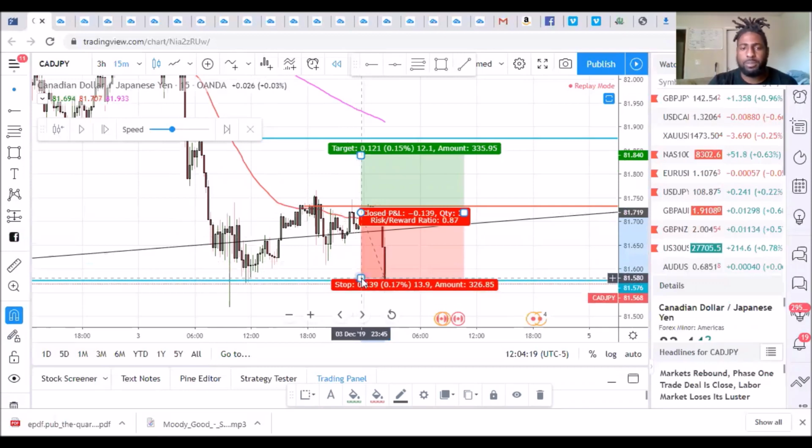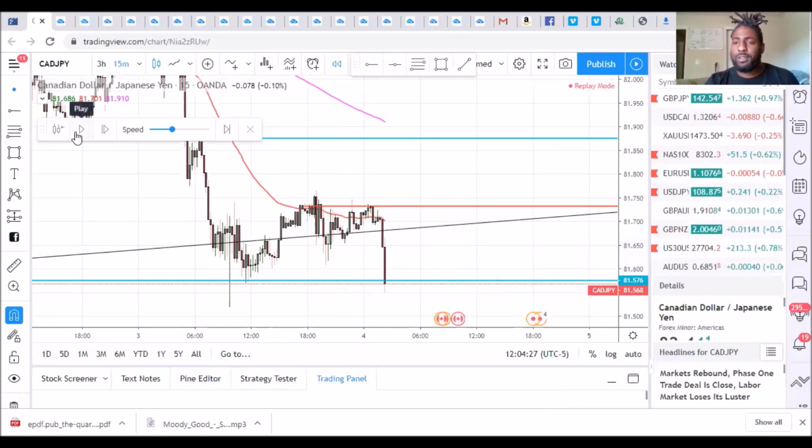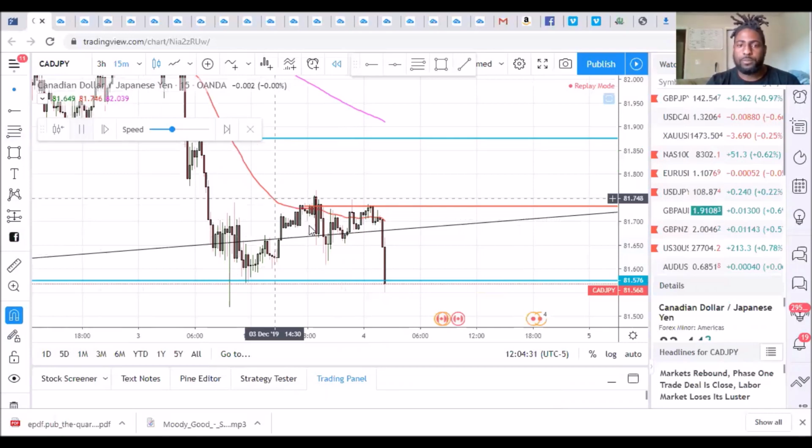You know what I'm saying? 15 pips, not really something big that you would want to target. Yes, some people target 15 pips, but for me, it's not enough from what our overall target is. Okay, so we got to test our downside again. Let it play out a little bit more.